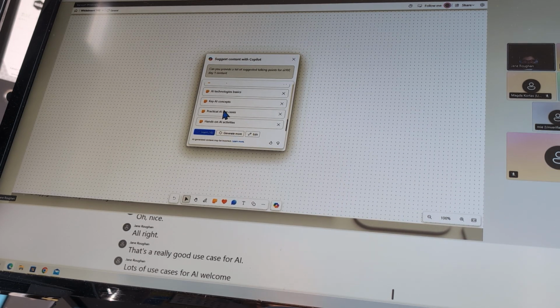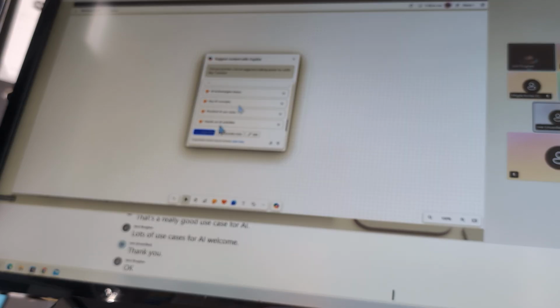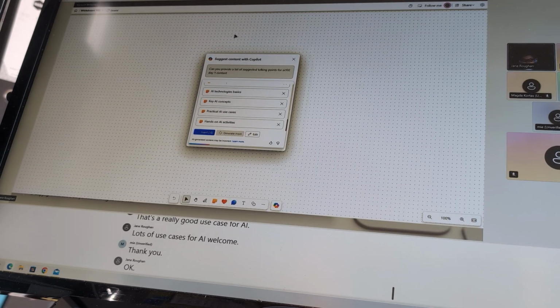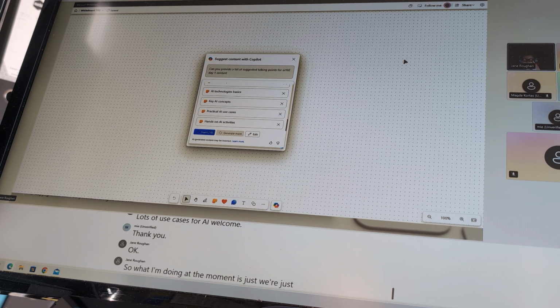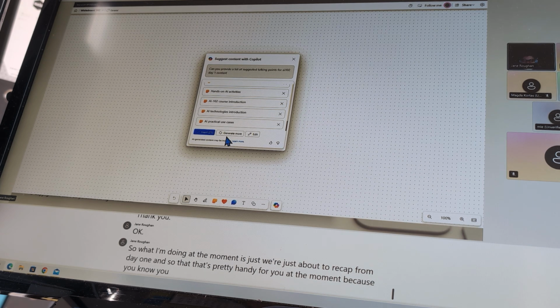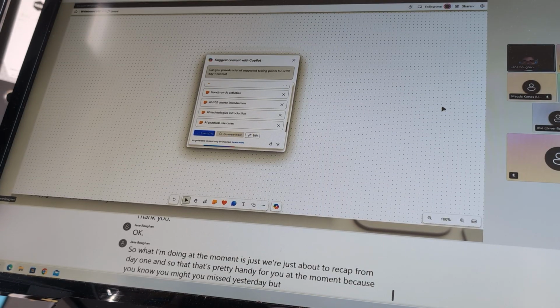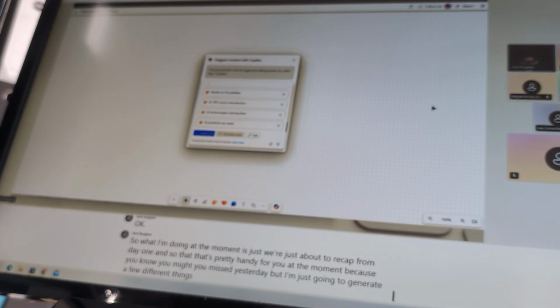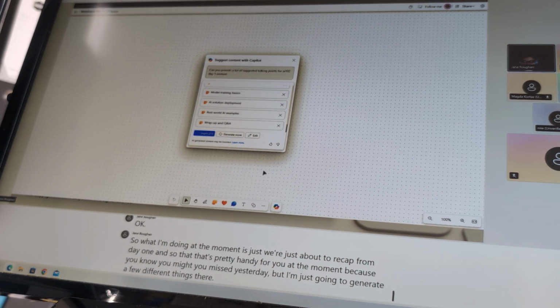Welcome. Thank you. Okay. So what I'm doing at the moment is we're just about to do a recap from day 1. And so that's pretty handy for you at the moment because you missed yesterday. But I'm just going to generate a few different things there, and then I'll insert them.